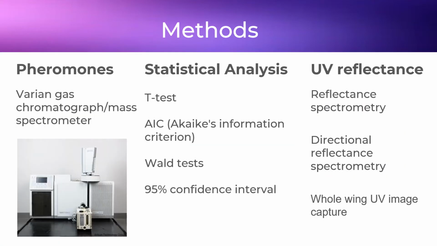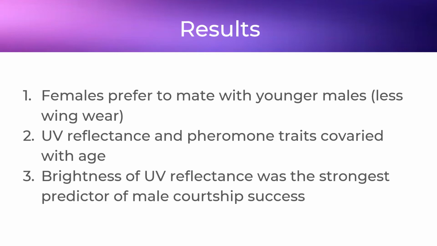To accurately measure the pheromone levels on the wings, 3 out of 4 of them were taken and made into a solution that was put into a gas chromatograph mass spectrometer. Statistical analysis saw the use of t-tests, the AIC, and Wald tests, all being done under a 95% confidence interval. And the UV reflectance was measured using 3 different methods: reflectance spectrometry, directional reflectance spectrometry, and whole wing UV image capture. The researchers found 3 main results.